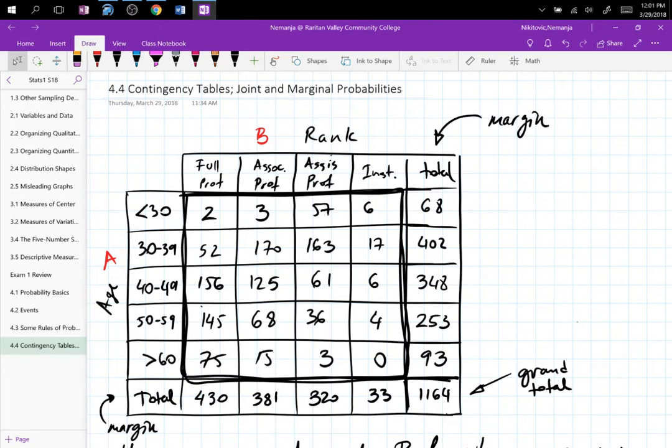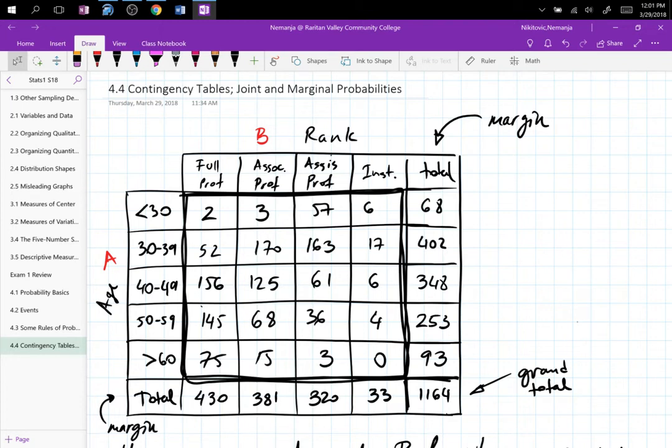See, words, guys, joint probability. You are joining both variables, which is why you are zooming in on a particular cell. You want someone to be in their 40s, and you want that person to be a full professor. So it's joint. What are we joining? Joining 40s and joining full professor. So joint probability, that divided by the grand total.